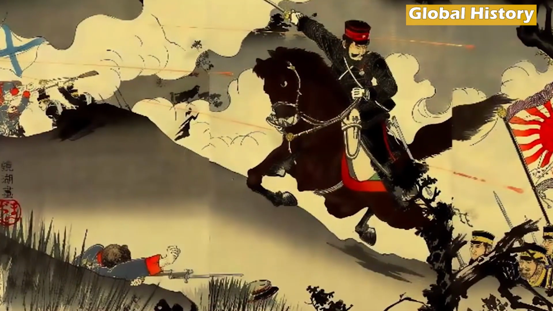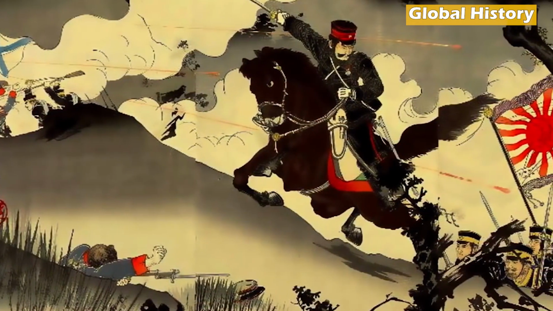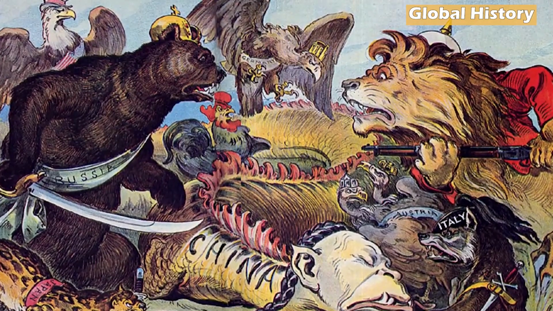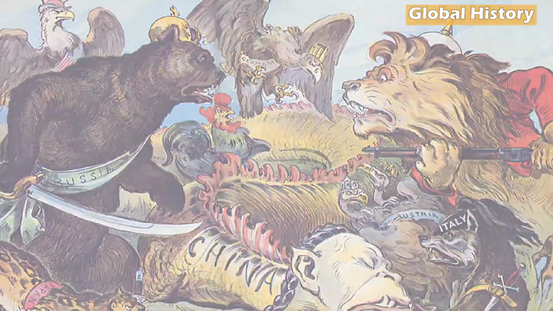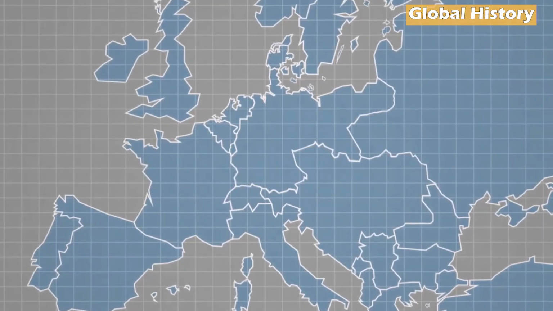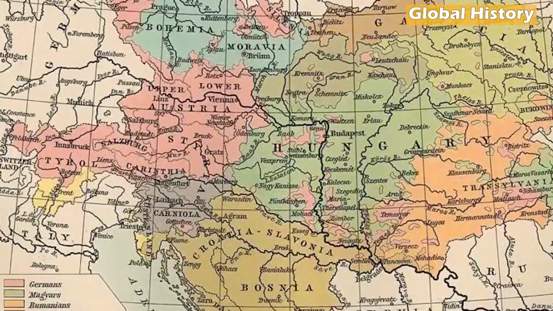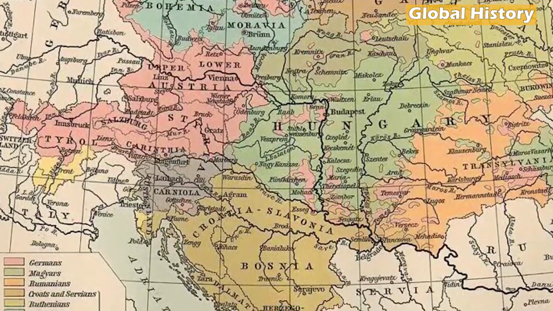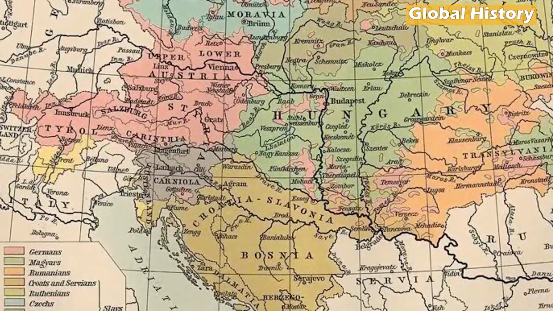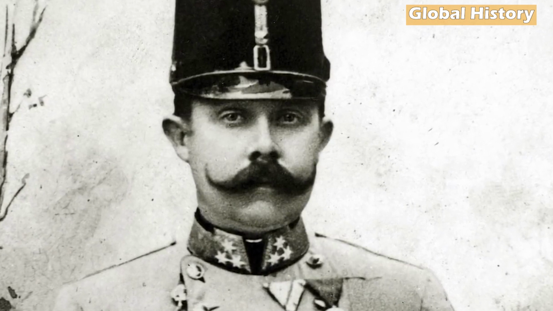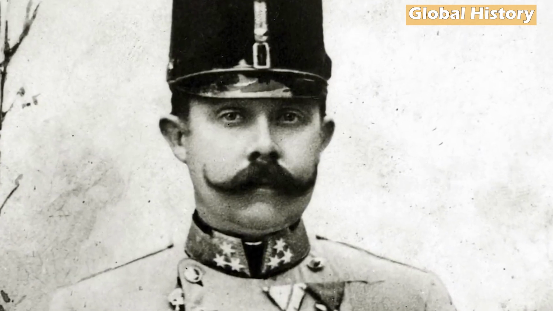Imperialism. The European powers were in fierce competition to expand their empires. This competition led to disputes over colonies and resources in Africa, Asia, and the Middle East. Notably, tensions arose in the Balkans, where multiple nations vied for influence and control. Nationalism. Nationalism, especially in the Balkans, was a powder keg waiting to explode. Ethnic tensions and desires for independence created a volatile situation. The assassination of Archduke Franz Ferdinand of Austria-Hungary in Sarajevo in 1914 set off the spark that ignited the war.